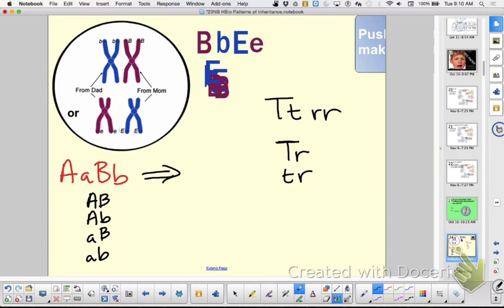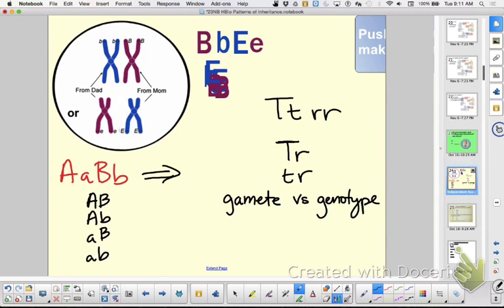Okay, now, how do you know, when you're looking at a set of letters, if you're looking at a gamete versus a genotype? Discuss with your bio buddy. How would you know if you're looking at a gamete versus a genotype? Discuss. A genotype is like the different ones together.